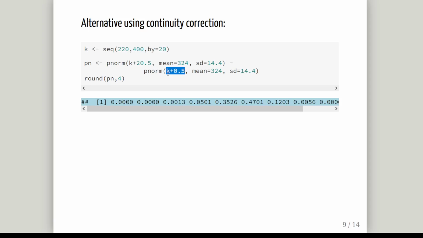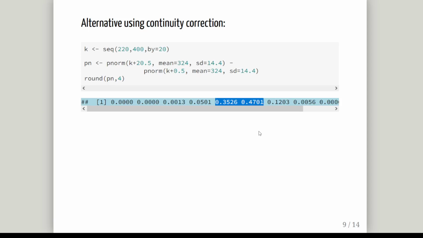So that's the continuity correction. When we're approximating a discrete distribution with the normal distribution, we apply this continuity correction. It takes a while to get the hang of it, so don't worry about it too much yet. It's not an R question, it's a general statistics question. But anyway, that gives us the probabilities again.